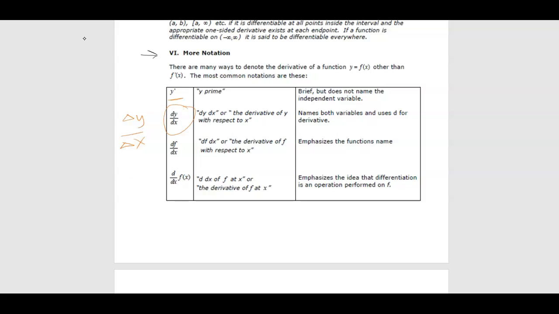y prime, a single quote. If you put a double quote, it's the second derivative. You put 3 quotes, it's the third derivative. You can keep taking derivatives. The second derivative is just the derivative of the first derivative.